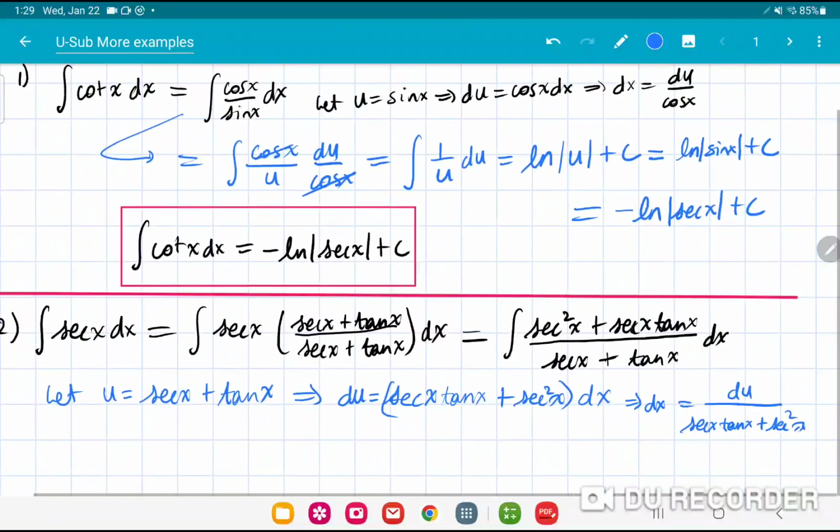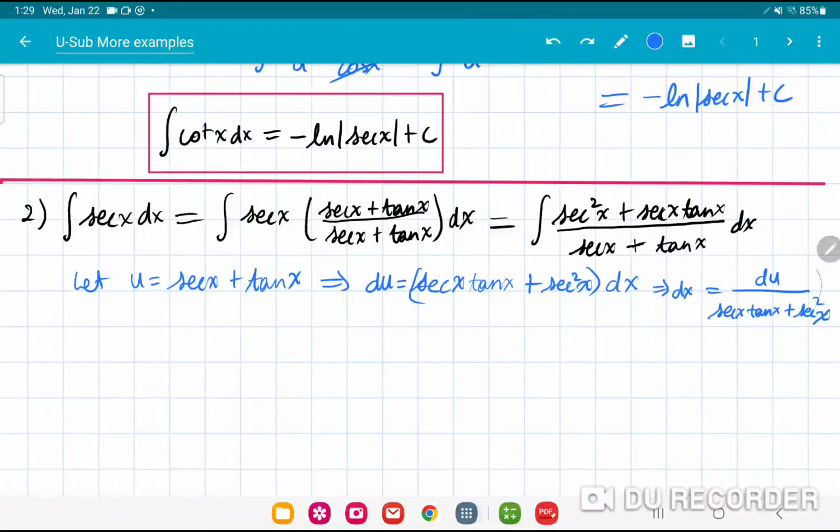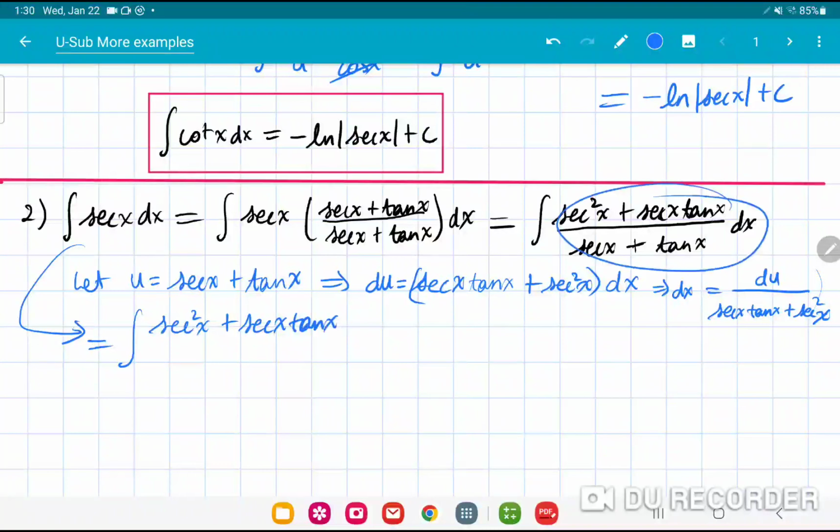Okay, so I'm going to stick this in for dx and u in for sec x plus tan x in this expression. Okay, so this now equals the integral of sec squared x plus sec x tan x. So the top is sec squared x plus sec x tan x, and the bottom is u.